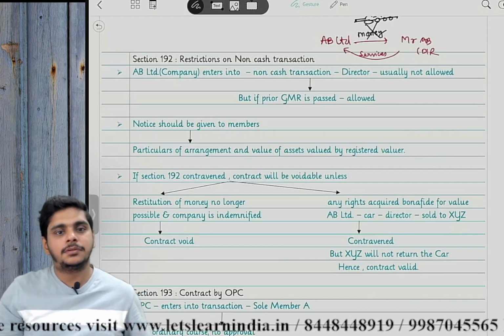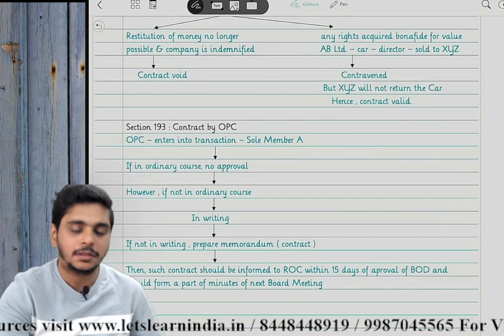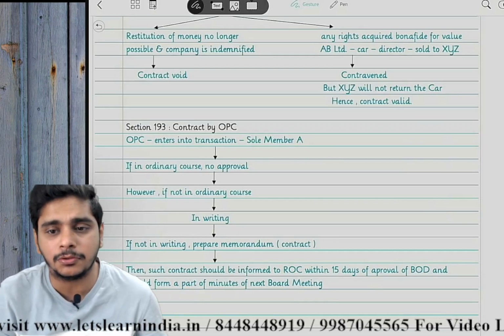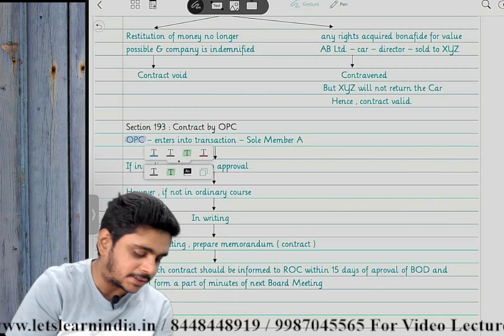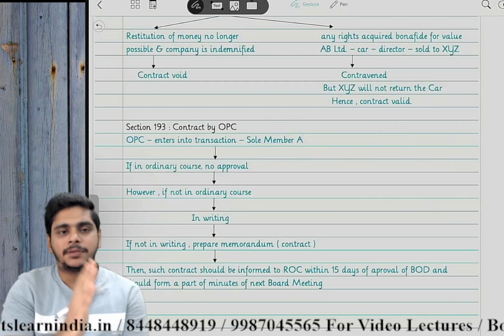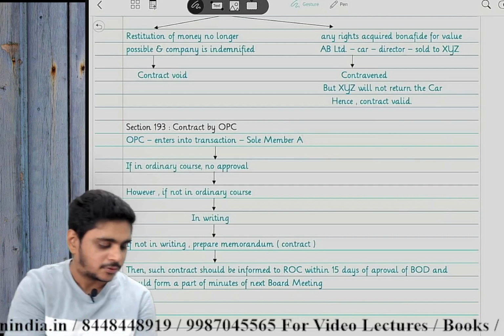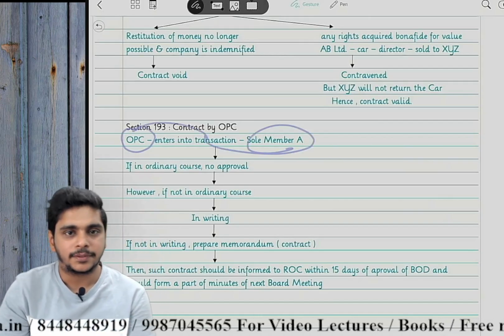Done 192. Now 193. 193 OPC. What will you say? If an OPC enters into a transaction with the sole member, understand, the company is separate, the member is separate, Salomon versus Salomon. So if the OPC enters into a transaction with the sole member.